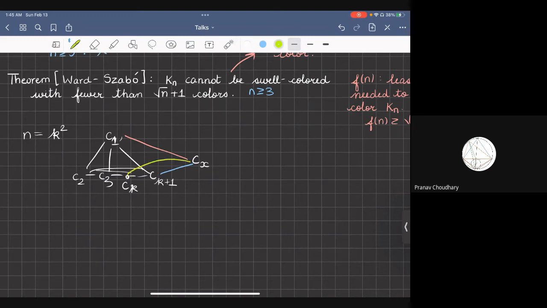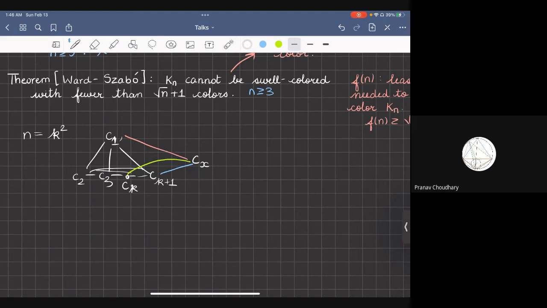Now there is one color red on C1 CX, and there are k other colors. So there will be k plus 1 colors needed. These are all distinct colors. So we needed k plus 1 colors.